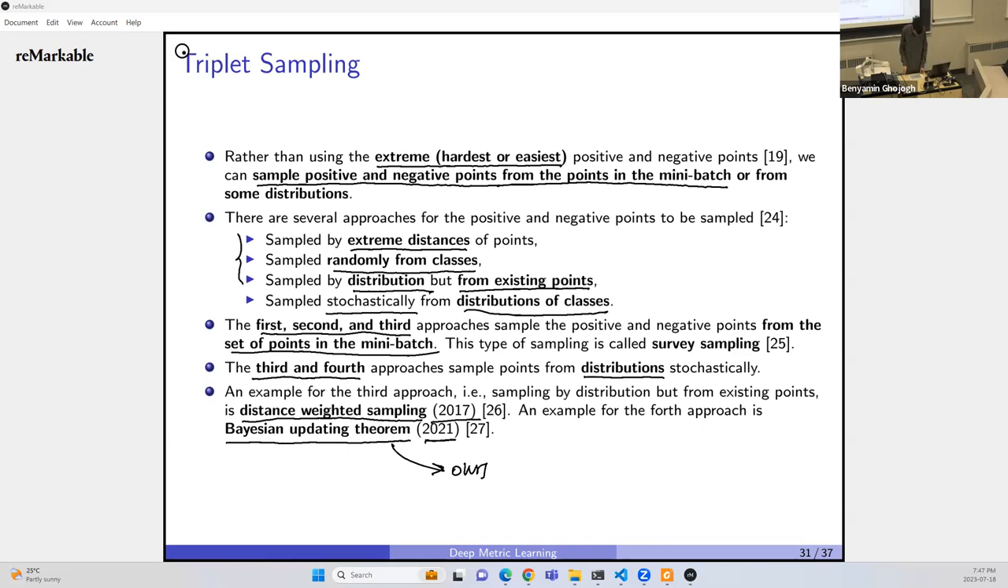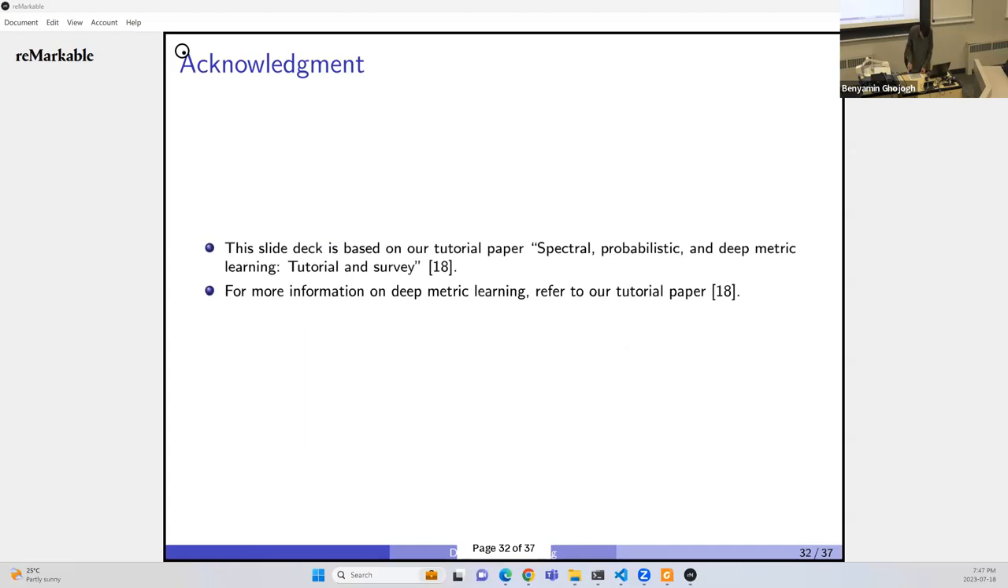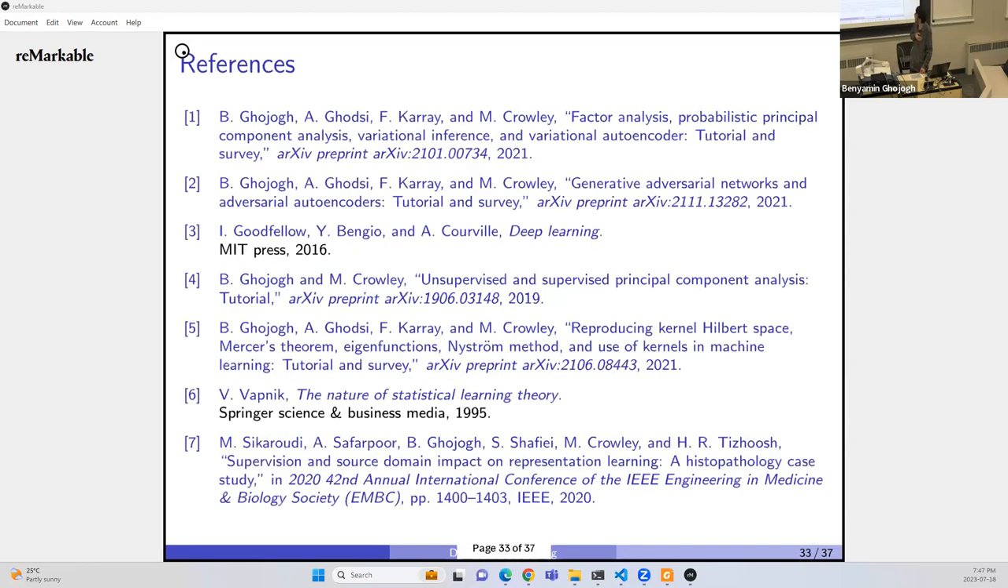Reference 27. Okay, acknowledgement. This slide deck is based on our tutorial paper, Spectral, Probabilistic, and Deep Metric Learning, or our textbook. For more information, you can see our tutorial, because there are a lot of other things which I didn't cover, but you can see them in my tutorial paper. And these are the references. Let's go see them.